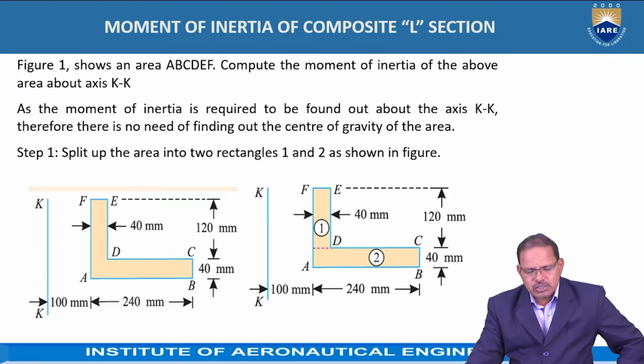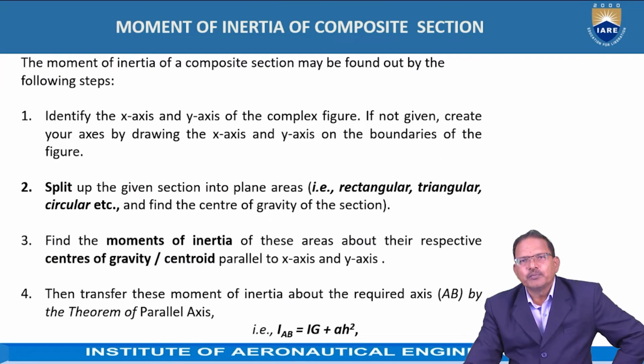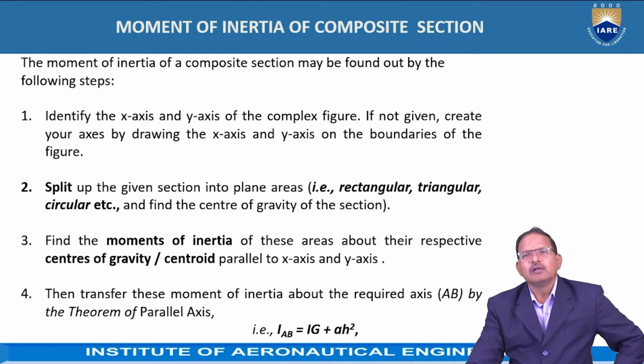Now, before discussing the moment of inertia of composite sections, first of all, we will discuss the moment of inertia of regular sections about their central axis or about their base. Here is the procedure for determination of the moment of inertia of composite sections. First observe the given composite figure. If the figure is symmetrical about the x-axis and the y-axis, then take those axes as reference axes to determine the moment of inertia of composite sections.